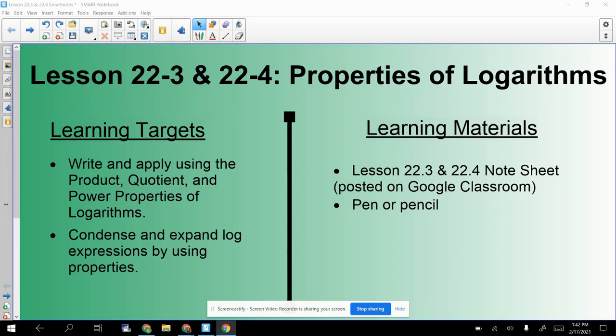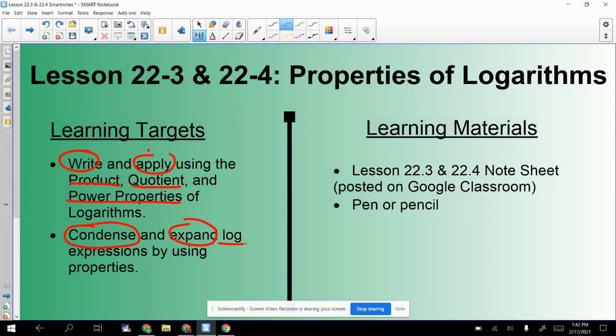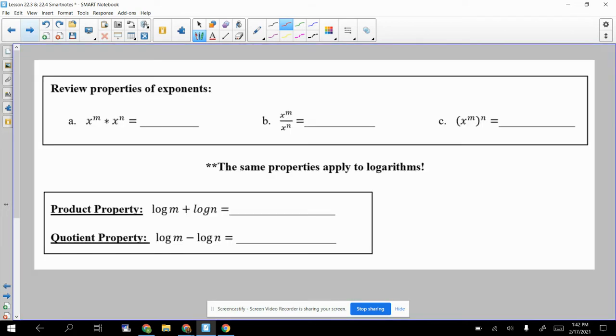And the learning targets for today are to write and apply using the product, quotient, and power properties of logarithms. So those are the three properties we're going to be talking about. And we are going to use those properties to condense and expand log expressions. Okay, so let's get started.